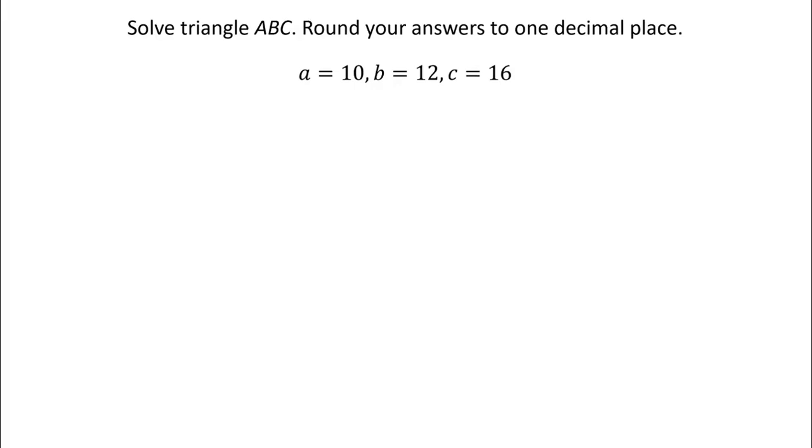All right, let's take a look at this example. Here we're asked to solve triangle ABC and round our answers to one decimal place. And we're given that the length of side A is 10, the length of side B is 12, and the length of side C is 16. So here we're given the length of all three sides of a triangle.